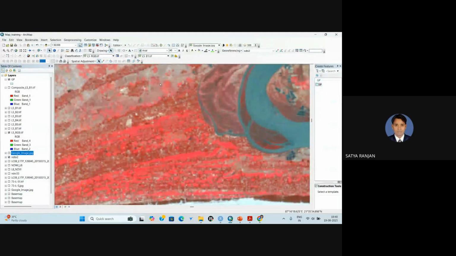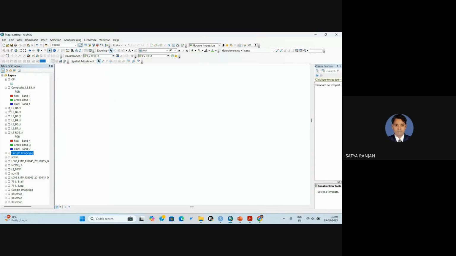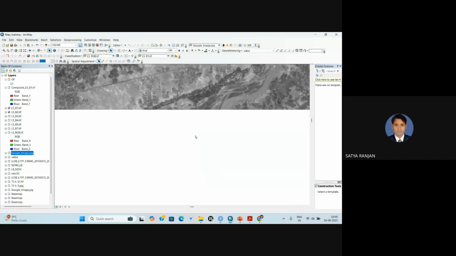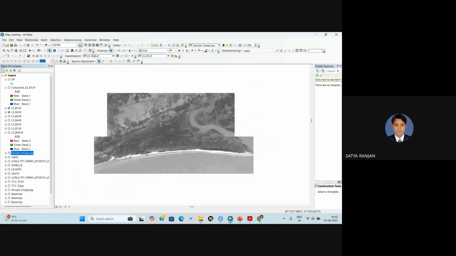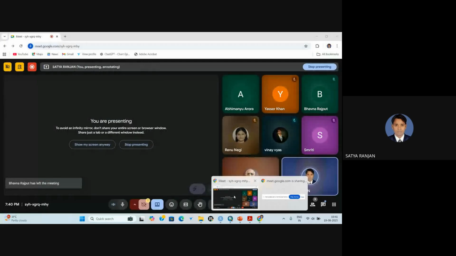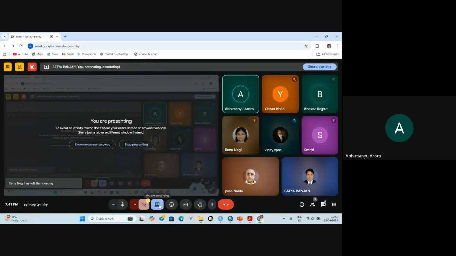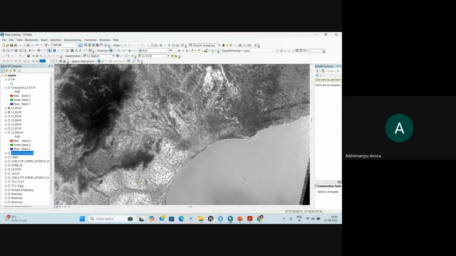Okay, so basically, these are the bands, individual bands. When we download a satellite image, it gives single band information. Your screen is not visible. Just a second. Yeah, now it is visible. Yes, sir. It is a black and white image, no? Yes.